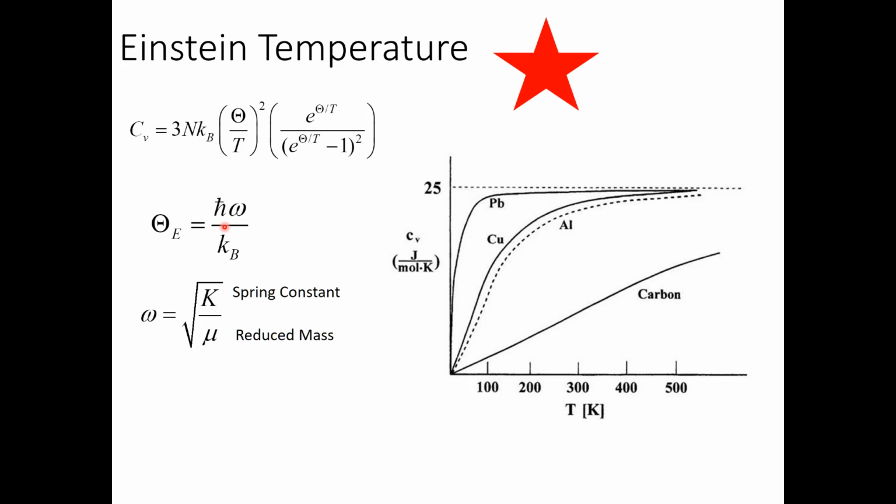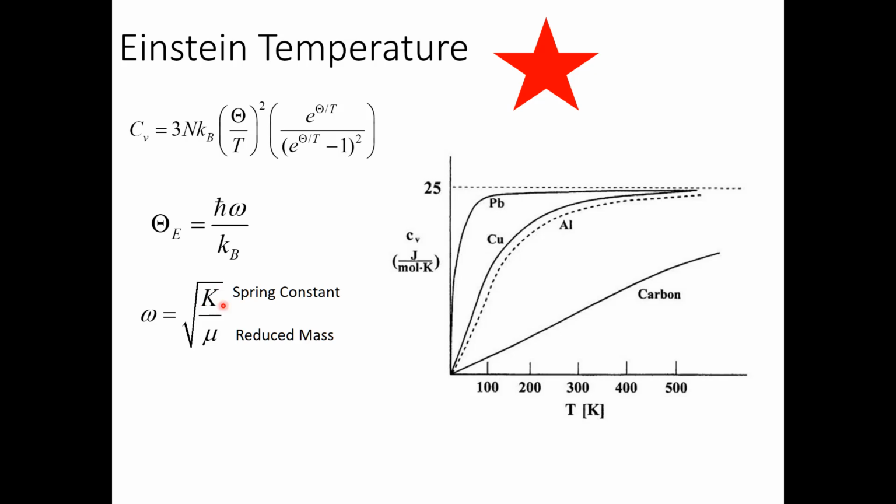Actually, it's not the spring constant. It's the angular frequency. But the angular frequency is proportional to the square root of the spring constant divided by the reduced mass. And so what this means is that if I have something that has a very high spring constant, in other words, if I have something that's very, very stiff, then the Einstein temperature is going to be really high, right?